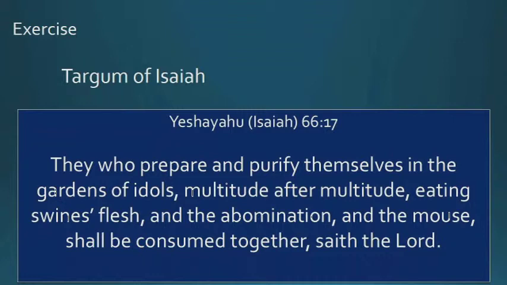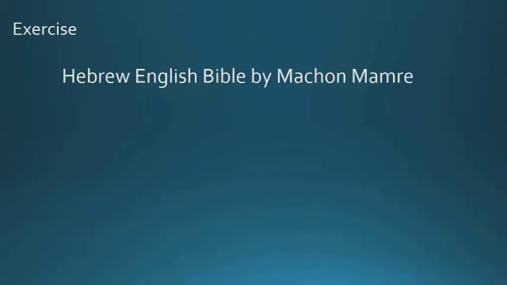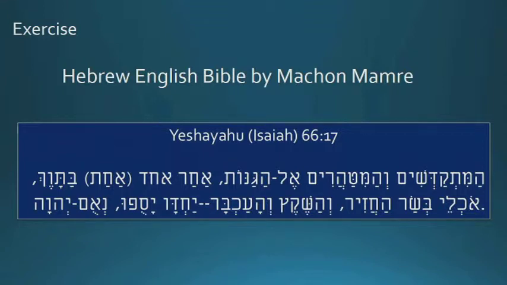And in Isaiah or Yeshayahu 66:17 it says, "They who prepare and purify themselves in the gardens of idols, multitude after multitude, eating swine's flesh, and the abomination, and the mouse, shall be consumed together, saith the Lord." So I looked on the Hebrew English Bible by Mechon Mamre, that website I showed you, and this is what we have for that particular verse, Yeshayahu 66:17. This is what it looks like. And we can analyze each word carefully and come up with some conclusions.